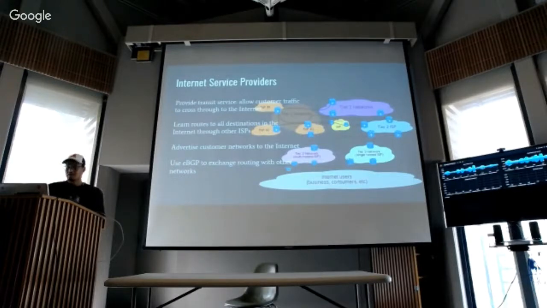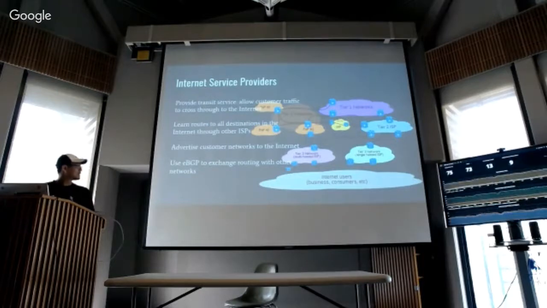In order to do so, the ISP needs to know every destination available in the internet, and they turn this into forwarding entries in their routers. They also have to advertise the customer networks to the internet as well. And the only protocol that we use now for routing across domains is BGP, and versions of BGP.